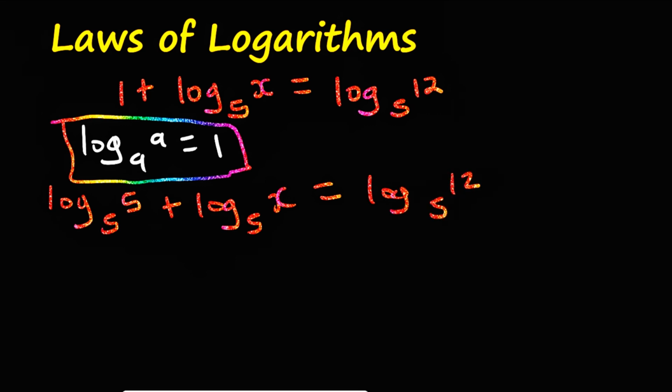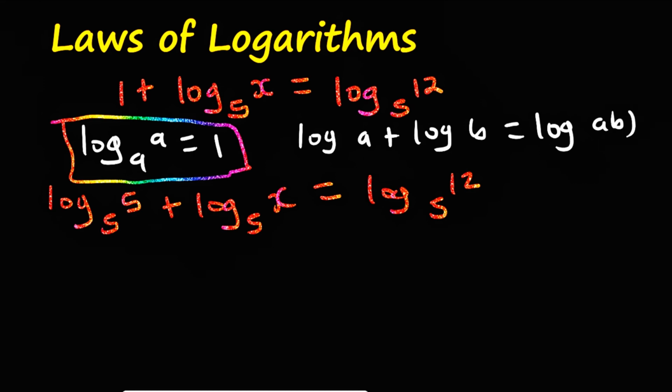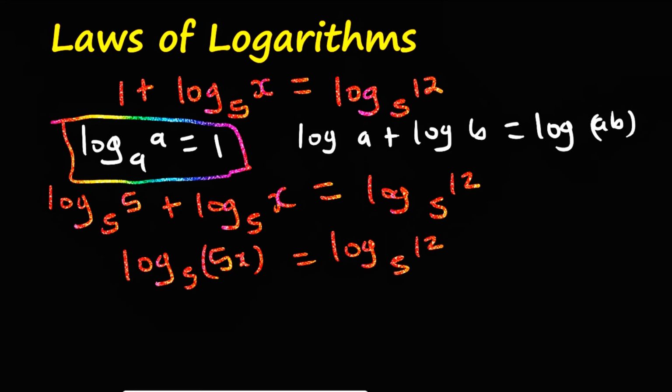So from here we just use the first law of logarithms. If you have log of a plus log of b, that is the same as the log of the product of the two numbers. So let us apply that in this stage. On the left hand side we have a sum of logs, meaning we have a log of the product of the two numbers. So we have log to base 5 of 5 times x, that is 5x, and that's equal to log to base 5 of 12.